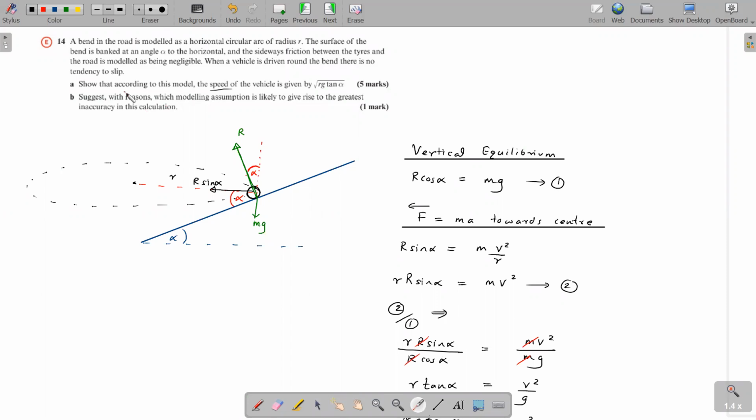So basically, the biggest modeling assumption that we've made here is, I think you can understand when a vehicle moves on the road, definitely we need to consider the friction, right? So the model assumes there is no friction. The biggest inaccuracy here is when we assume that there is no friction, okay?